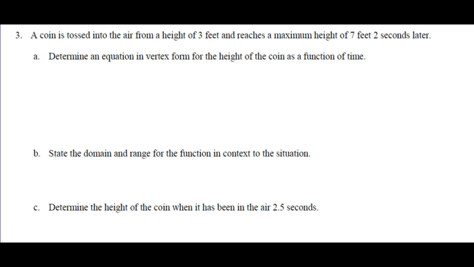Okay, so now we're going to get away from the fact that we give you graphs and we're going to give you words. A coin is tossed into the air from a height of 3 feet and reaches a maximum height of 7 feet 2 seconds later. Determine an equation in vertex form for the height of the coin as a function of time. So what's the first thing I'm going to do? Draw a graph. Draw a sketch, right? I need to know what's going on here.